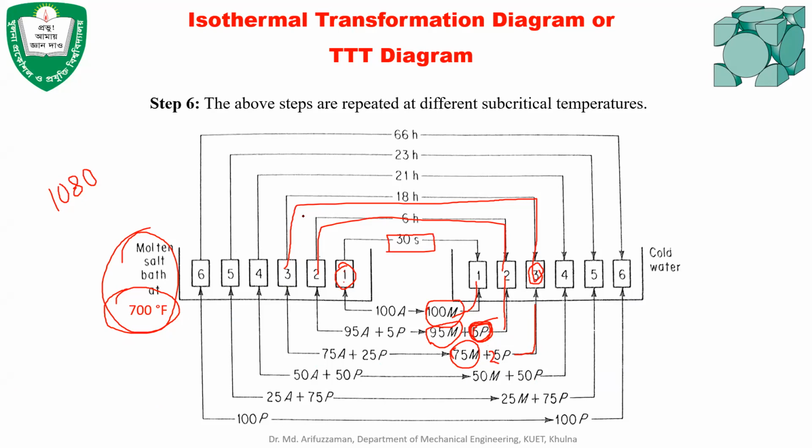Yes, definitely. That's what the transformation is all about. That means if you keep it at 700 degrees Fahrenheit, austenite transforms into perlite because it is 0.8% carbon steel. Okay, and the longer you keep it, at some point, like after 66 hours, you get 100% perlite. That means all the austenite has been converted into perlite at 700 degrees Fahrenheit.